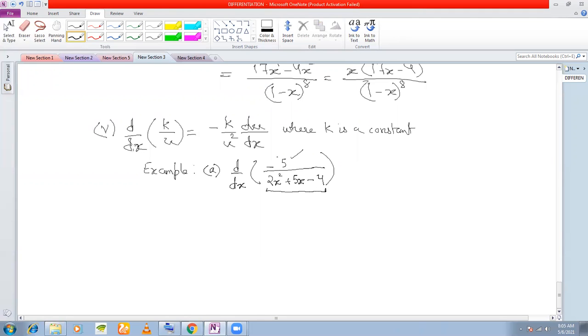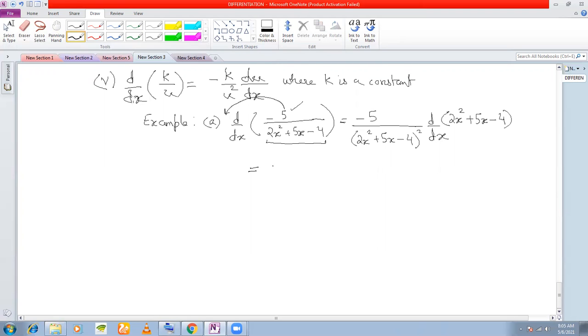So according to the above rule, you take the constant out of the differentiation. So we write minus 5 divided by u². U² is the denominator, so we write (2x² plus 5x minus 4)² into d/dx of, that is du/dx, right? And du/dx means d/dx of 2x² plus 5x minus 4.